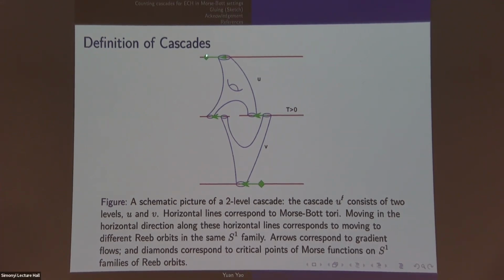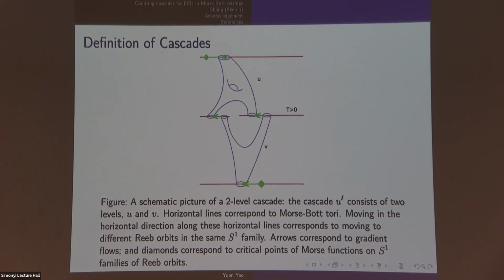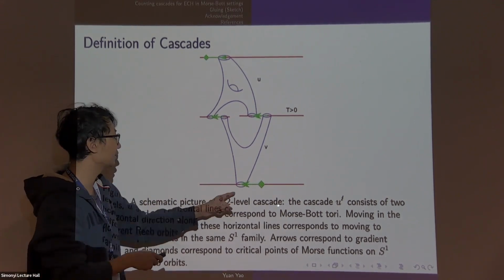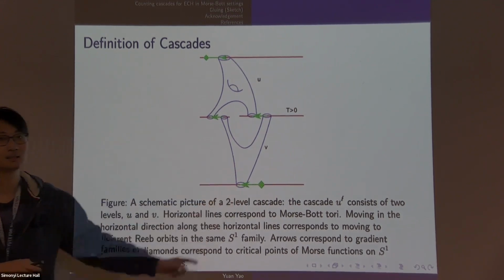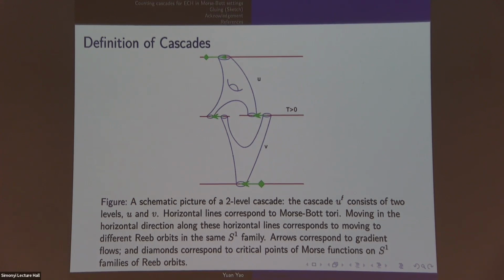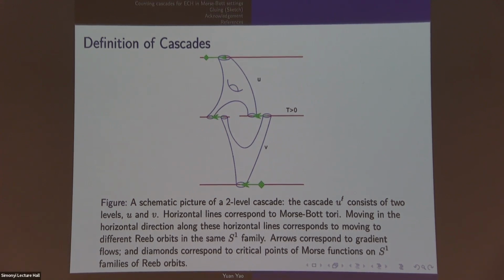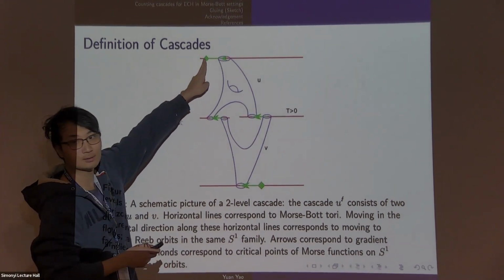And the green diamonds correspond to the critical points of the Morse function F. At the top and the bottom levels, they're connected to these critical points via semi-infinite gradient flow lines. Does that make sense? So this is a height 1, 2-level cascade. Does it always start and end at a flow line? This can also start at a critical point. Okay.